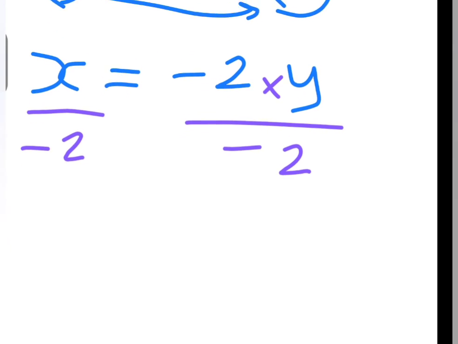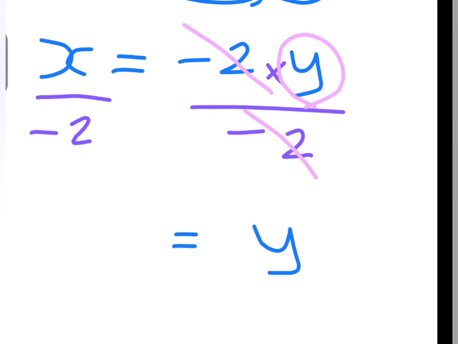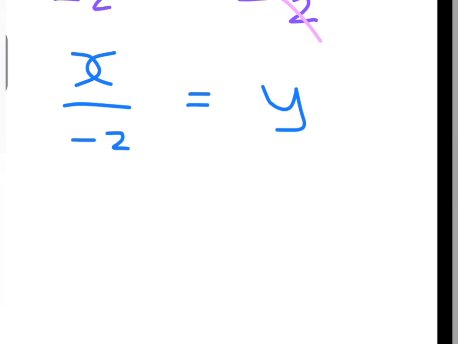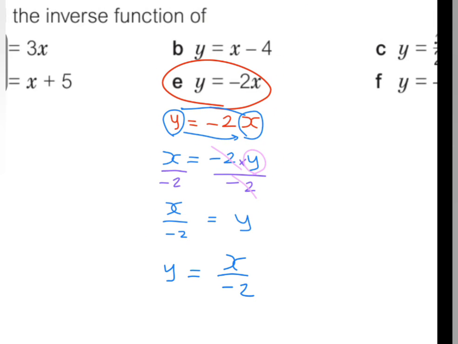Good job. Now after dividing, we will simplify this with this, and we will end up with y. So y here equals x divided by negative 2, or we write it like this, y equals x divide negative 2. And this is the inverse function for question E. Now, as I told you, steps, follow them, you'll end up with the correct answer. Now, let's remove all of this and answer F.